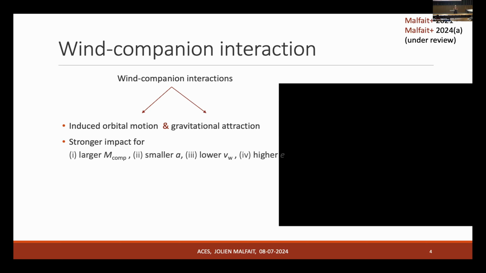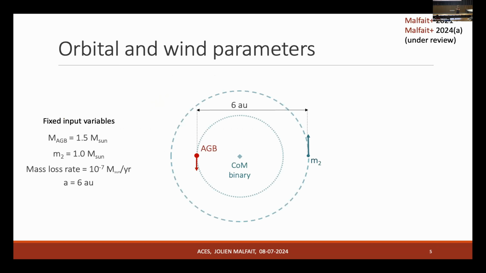And then in general, the impact of a companion will be stronger if its mass is larger, because it can gravitationally attract more particles. If it's closer towards the AGB star, so smaller semi-major axis, because it enters regions with larger density. And then if we lower the wind velocity, the impact will also be stronger, because the kinetic energy of the wind will be less strong. So it tends to move away from a companion less, so the companion can gravitationally attract more material. And then we can also include orbital eccentricity, and this also complicates a lot of things.